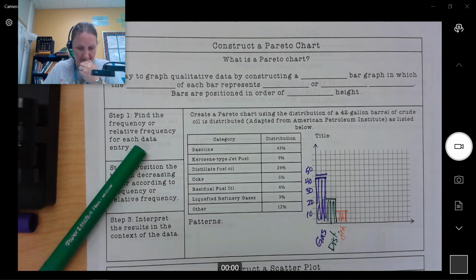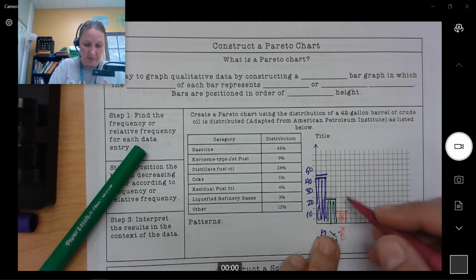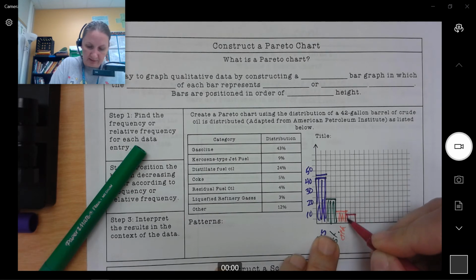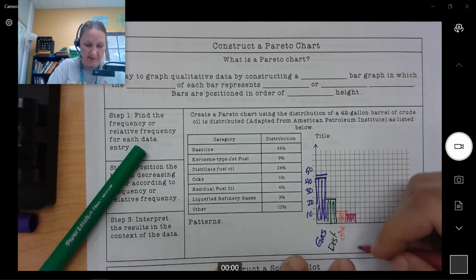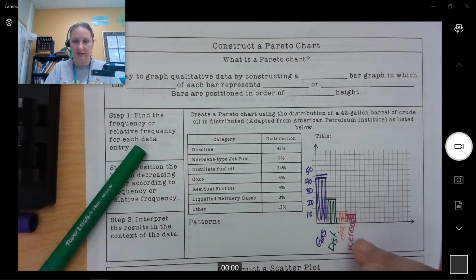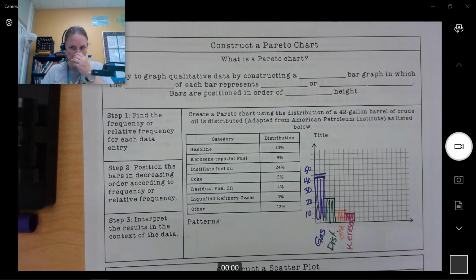And notice I am coloring it in. Colors are not mandatory, but they sure make it easier to read. So you can basically see the height, you can distinguish the information, kerosene, etc. So you can see it's a diminishing height. That's actually how the graph should look.